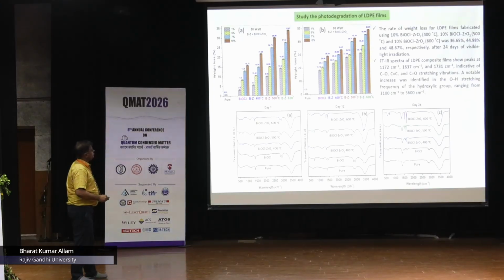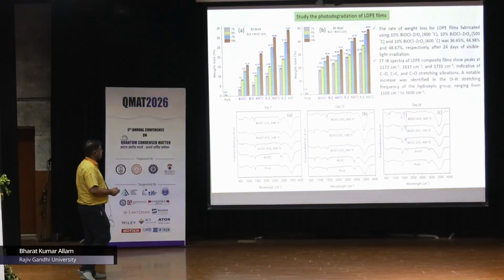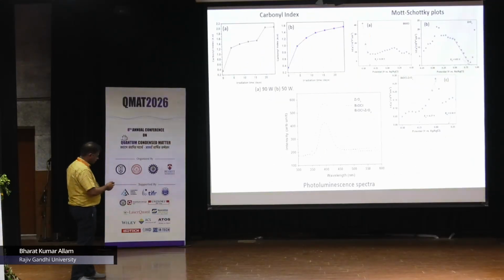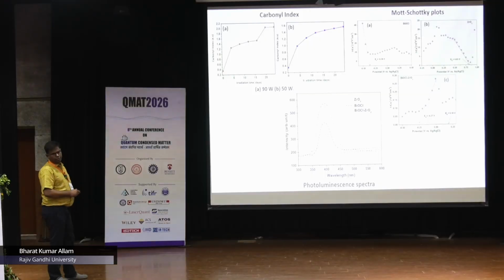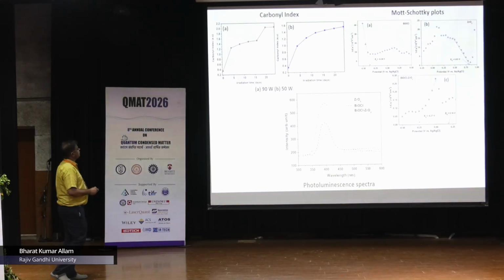We further confirmed the degradation and the formation of CO groups, carbonyl groups, hydroxy groups, and carboxyl groups in the composite using IR spectroscopy. To further strengthen our study, we also studied the carbonyl index of the LDPE film. From the 90 watt bulb we have a carbonyl index of more than 2.0. From the 50 watt bulb we have approximately 1.4 to 1.6. So the 90 watt is giving better results.